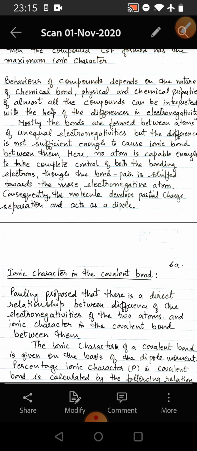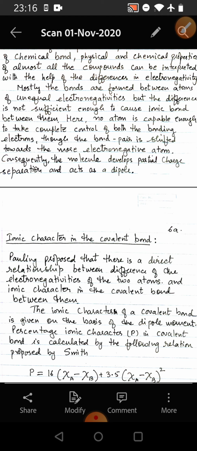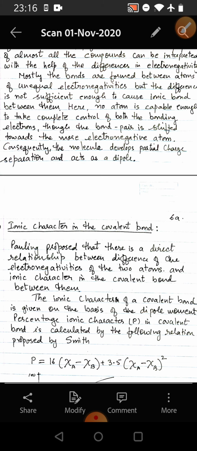Behavior of compounds depends on the nature of chemical bond. Physical and chemical properties of almost all compounds can be interpreted with the help of differences in electronegativity. Mostly the bonds are formed between atoms of unequal electronegativities, but the difference is not sufficient to cause an ionic bond between them. Hence, no atom is capable enough to take complete control of both the bonding electrons, though the bond pair is slightly shifted towards the more electronegative atom and consequently the molecule develops partial charge separation and acts as a dipole.